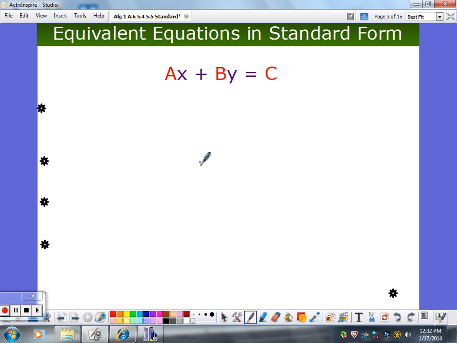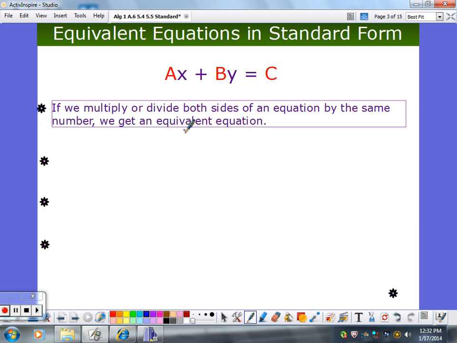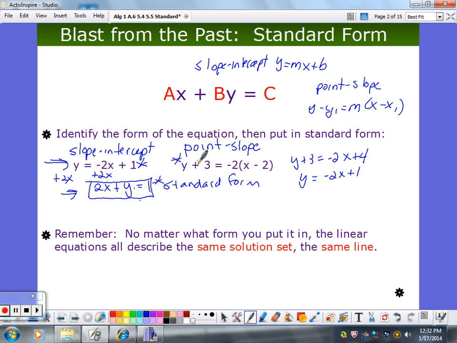So let's look at standard form. Now what you can do with standard form is something interesting. You can multiply or divide both sides of an equation by the same number. And if you do that, you get an equivalent equation. And what do I mean by equivalent equation? Well, it's the same, right? The equations mean the same thing. Just like here, these are all equivalent equations.